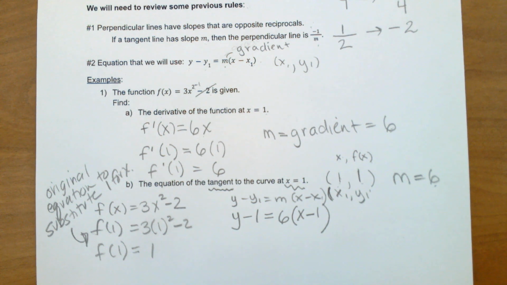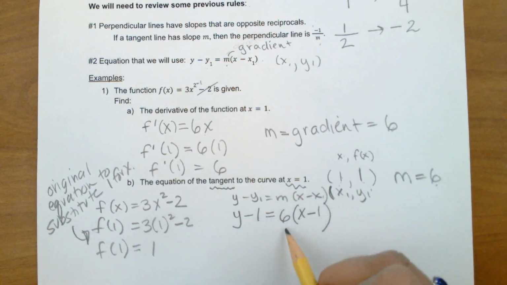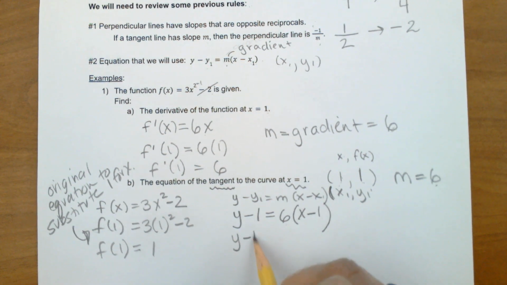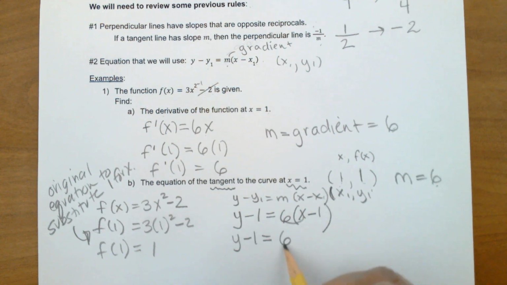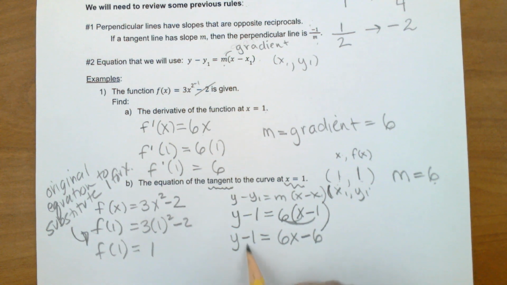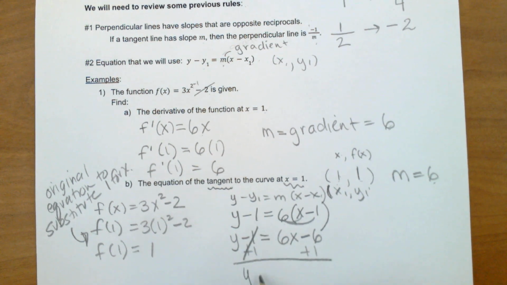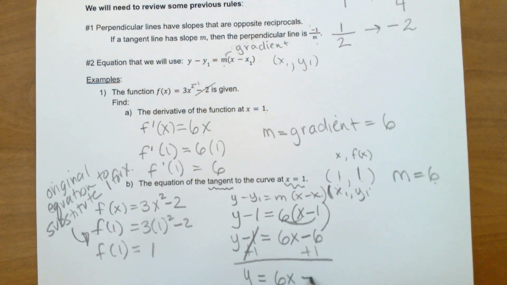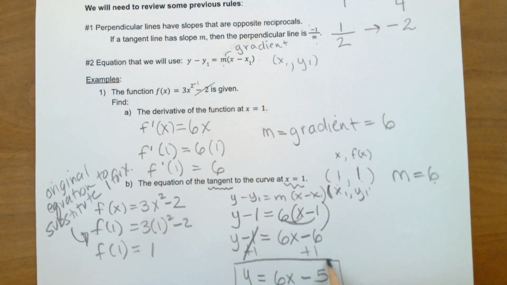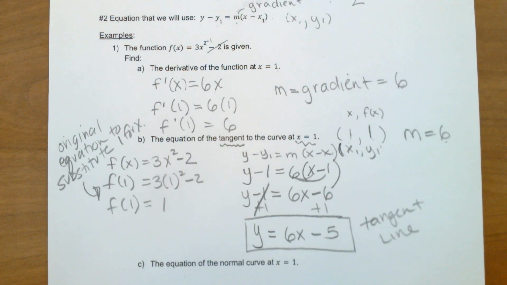Now, let's simplify it a little bit. I don't like these parentheses, so we're going to distribute. y minus 1 equals, 6 times x is 6x, 6 times -1 is -6. Now let's add 1 to both sides, because I'm going to put it in the form y equals mx plus c. So y equals 6x minus 5, and here we have our tangent line. And there we have it. Okay, so we have the equation of the tangent line.